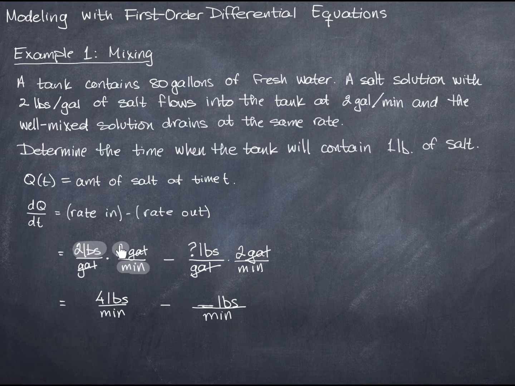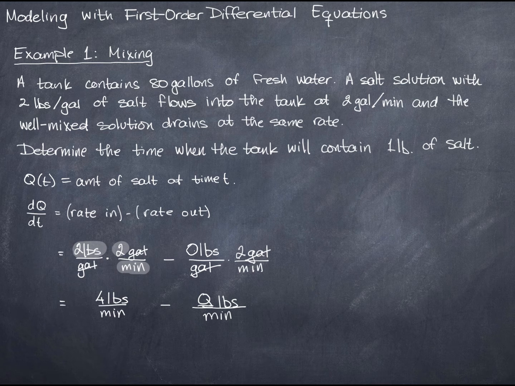If we look back at the rate in, we have 2 pounds per gallon times 2 gallons per minute. The 2 is the number of pounds of salt in each gallon of water. We don't know that here. But at any given time t, as we've set up, it's going to be Q. So this is going to be Q. And actually, this needs to be Q up here as well, now that we know what goes there.